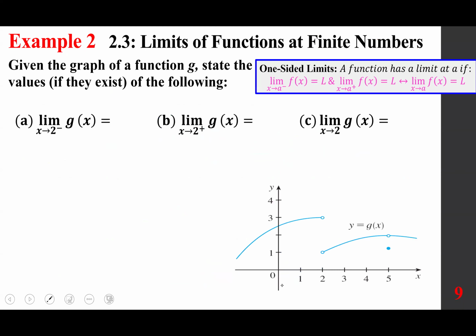All right. Given the graph of a function, state the values, if they exist, of the following. So we want to find the limit, and reminding everyone about the one-sided limit, which means the limit of f of x as x approaches a equals L if one-sided limits are identical. Because we want to find the limit of g of x as x approaches 2, we look at one-sided limits.